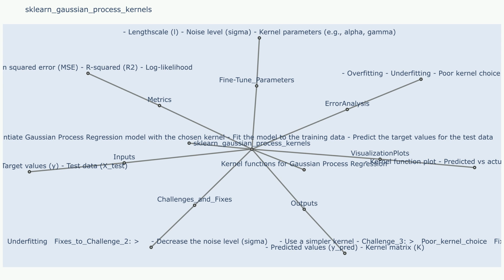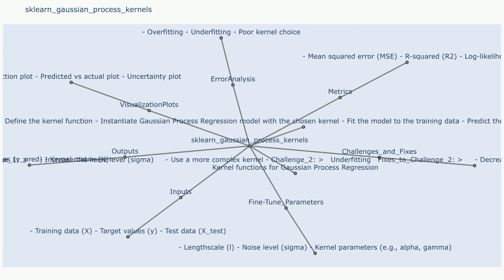unseen data. Inputs: X, an array of shape n_samples, n_features, representing the input data points. Each row corresponds to a data point with its respective features. Y, an array of shape n_samples, representing the target values for the input data points. This is used in the fitting process, providing the corresponding outputs for each input data point.